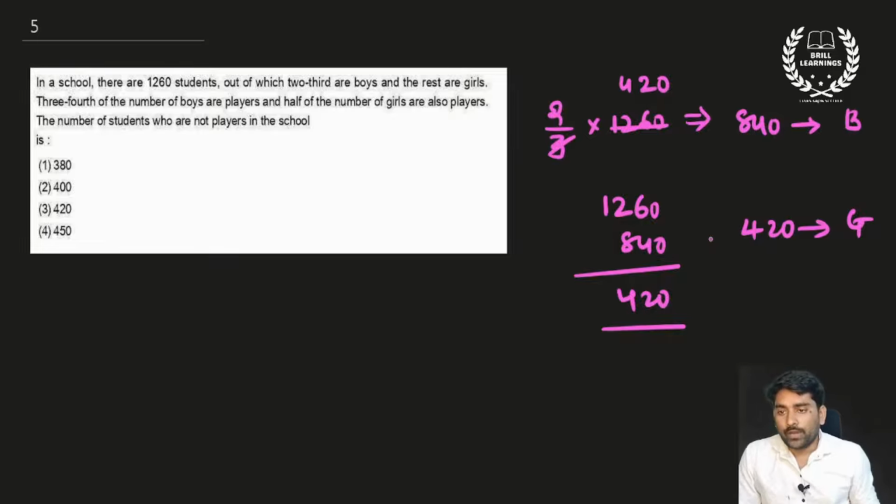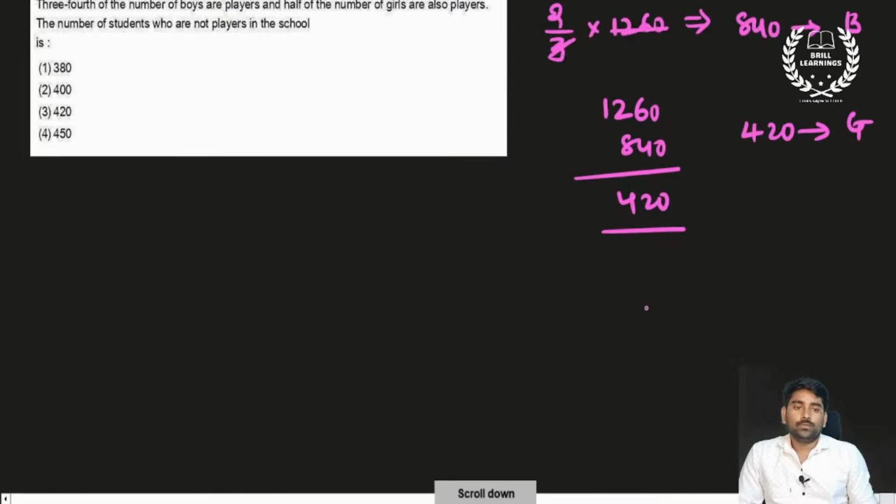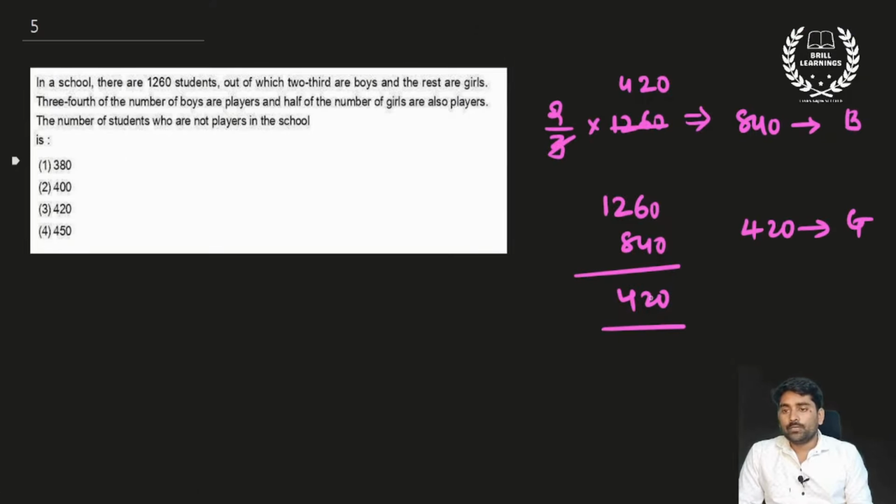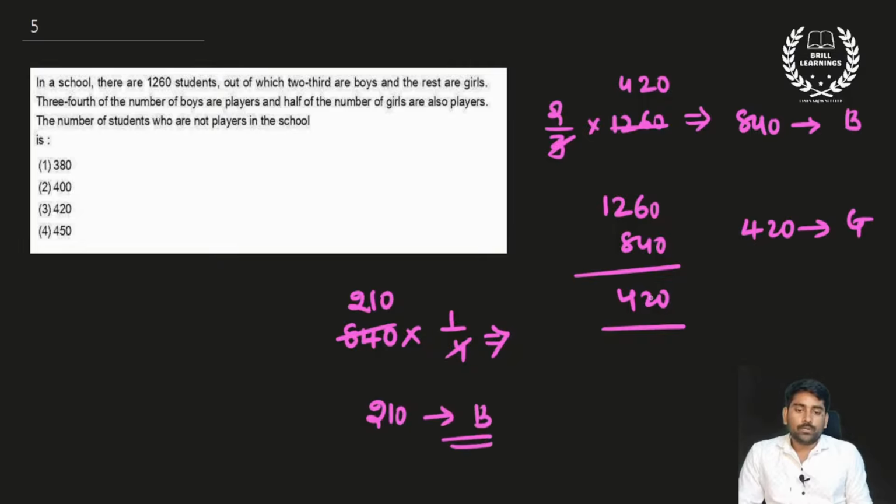Now we need to find the number of students who are not players in the school. Here they have given one more statement, 3/4 of the number of boys are players. So total we have 840. Out of these 840, 3/4 of the boys are players. That means 1/4 are not players. That means find these values. 4 2s are 8, so 210 boys are not players here.